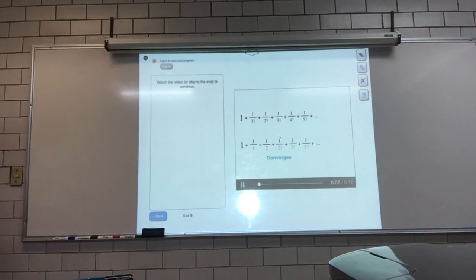Excellent. Yes, every term in the bottom series is bigger than its corresponding term in the top series. So now we know that the bottom series converges, and that every term in the bottom series is bigger than its corresponding term in the top series. So what can you say about the top series?